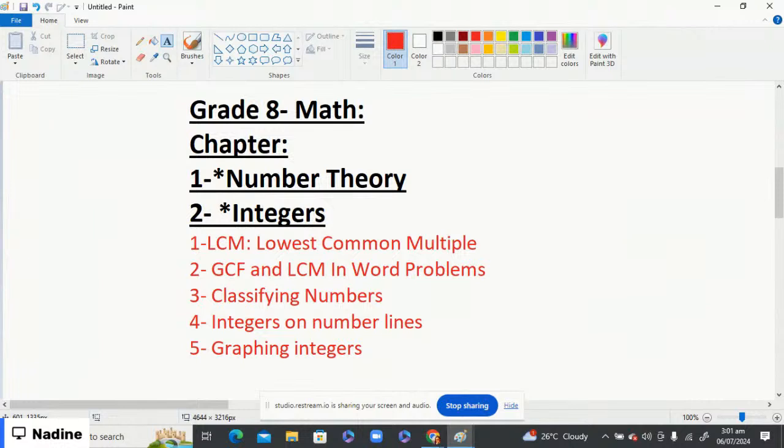So today we are here for grade 8 maths. The chapter we discuss today is number theory and integers. For number theory, the lessons are LCM, lowest common multiple, GCF and LCM in word problems, and classifying the numbers. Only 3 lessons are left from that chapter. That's why we also included the second chapter, integers: integers on number line and graphing integers.